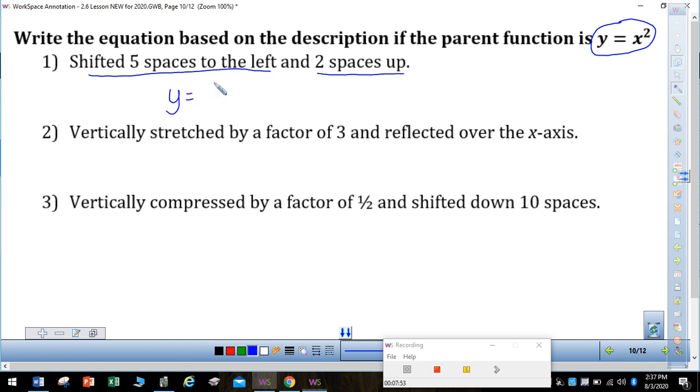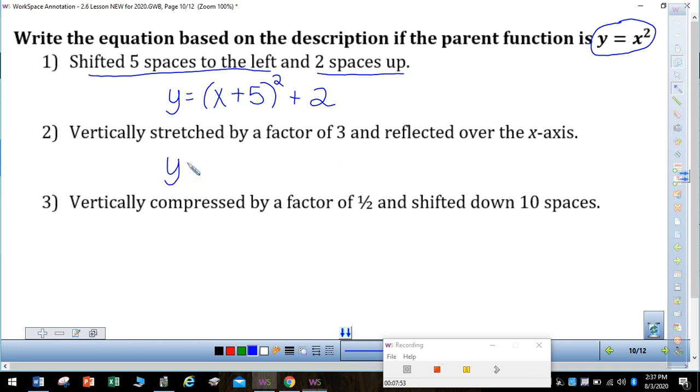If it ever moves left, right, and it's a parabola, we need to have parentheses with the squared on the outside of the parentheses. We're going to start with an x, and if it moves 5 spaces to the left, that would be adding 5 inside those parentheses. And it's moving 2 spaces up, so that means that we're adding 2 at the end, adding 2 on the outside of the parentheses. The next one is vertically stretched by a factor of 3 and reflected over the x-axis.